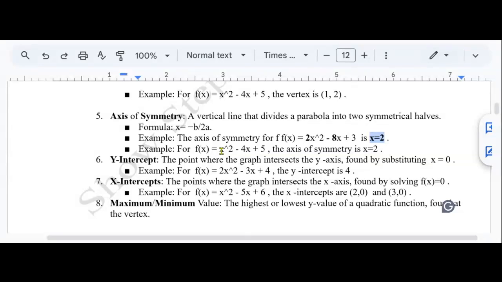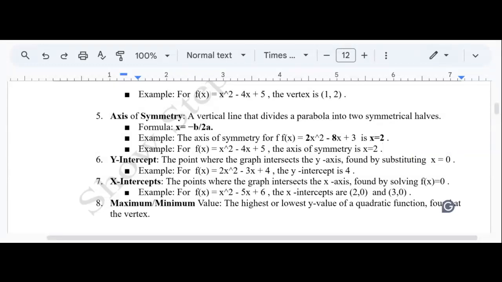Second one here, we do the same thing. What should we do? Apply the formula. What is the formula? Minus b over 2a. And then you find x, and that will be your symmetrical line. So you make a line, not horizontal, a vertical line at 2, and that's your symmetry. It means this half is equal to the other half. Same shape.